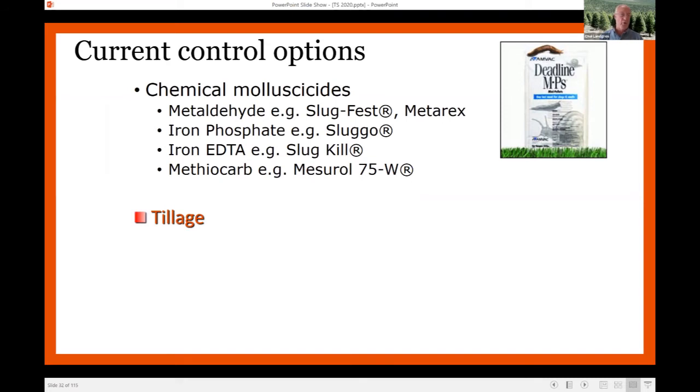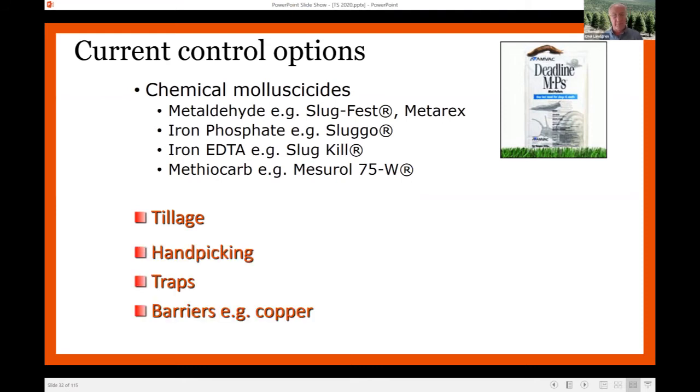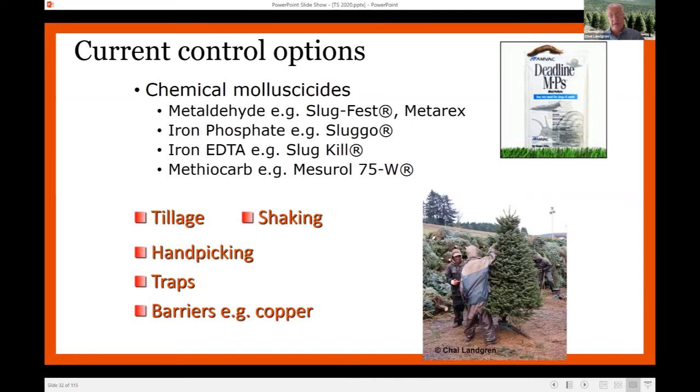Some of the ways that slugs can be controlled: tillage, hand picking, traps, barriers, shaking at the end are all possibilities. Probably the thing that has been the most useful in terms of keeping the slugs off the trees is to keep the trees off the ground as best you can. So when they're harvested, try to get them back to the harvest yard as quickly as possible.